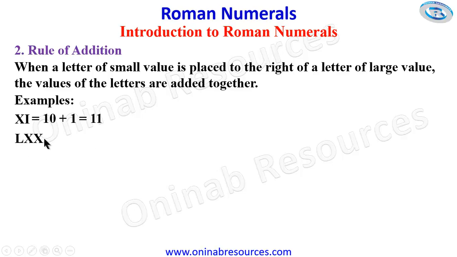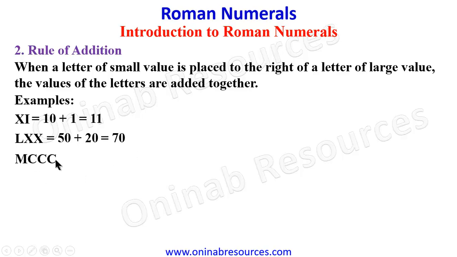Also LXX, L is the larger value where X is the small value, and this is doubled here. So we are going to have it as L being 50 plus 20. Since this is XX, 10 times 2 gives 20, and 50 plus 20 gives 70.